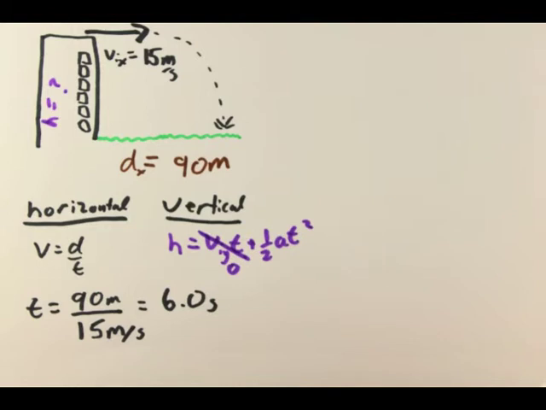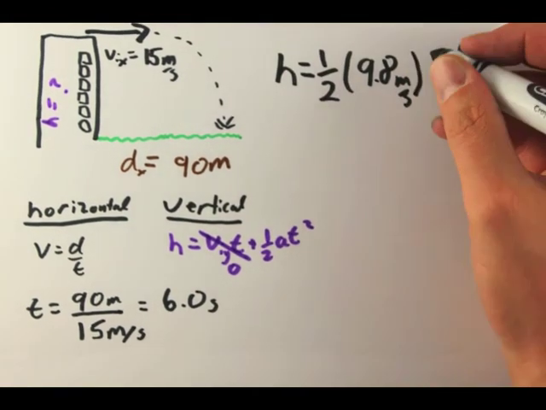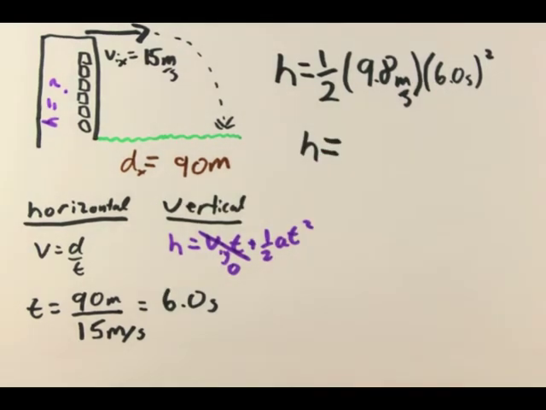Then the next step is to just simplify this formula up. So our height is equal to 1/2 times gravity times our time squared. Pop that into your calculator and you get 176 meters.